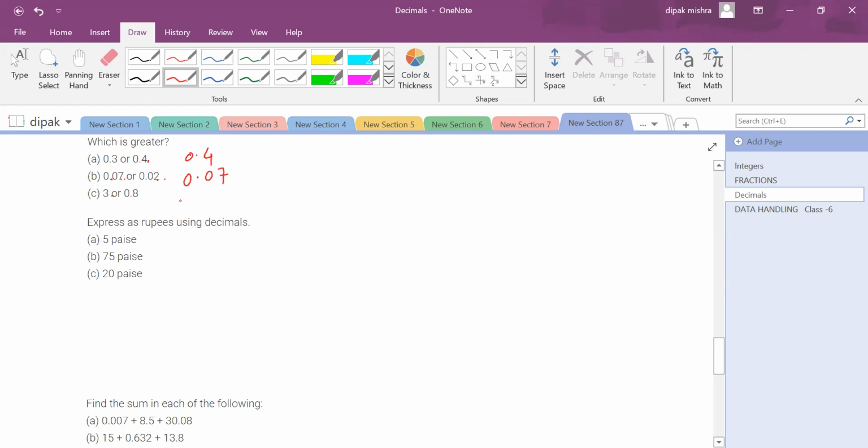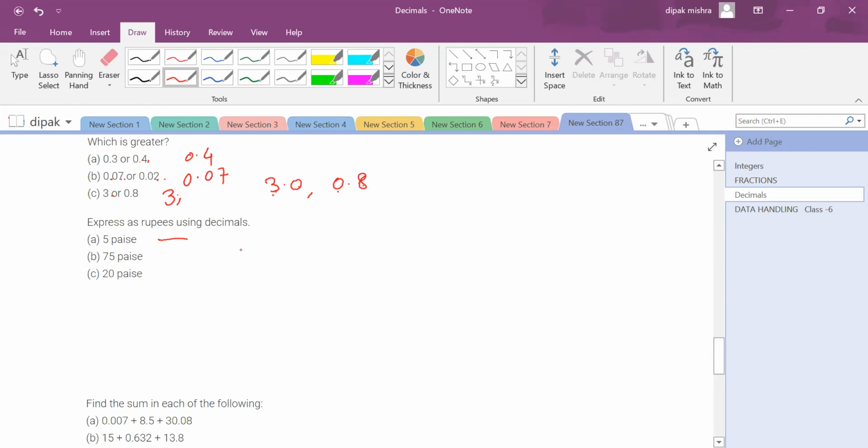3 or 0.8. So 3 is as good as saying 3.0 and 0.8. You should not compare 0 and 8. You compare the ones place. So the ones place is 3 and 0. So 3 is more than 0. It will be 3 is the answer.